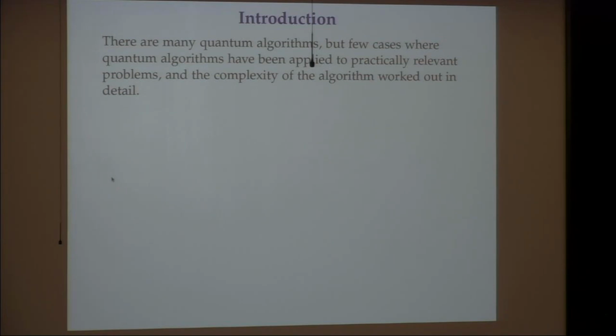So there are many papers out there presenting quantum algorithms of various forms, solving various problems. If you go to the Quantum Algorithm Zoo website, you'll see literally hundreds of papers on there about quantum algorithms. But there aren't so many cases where a quantum algorithm has been applied to some problem which I would say is practically relevant, whatever that means, and where the complexity of that quantum algorithm has been calculated in detail, taking into account all of the relevant overheads and costs.